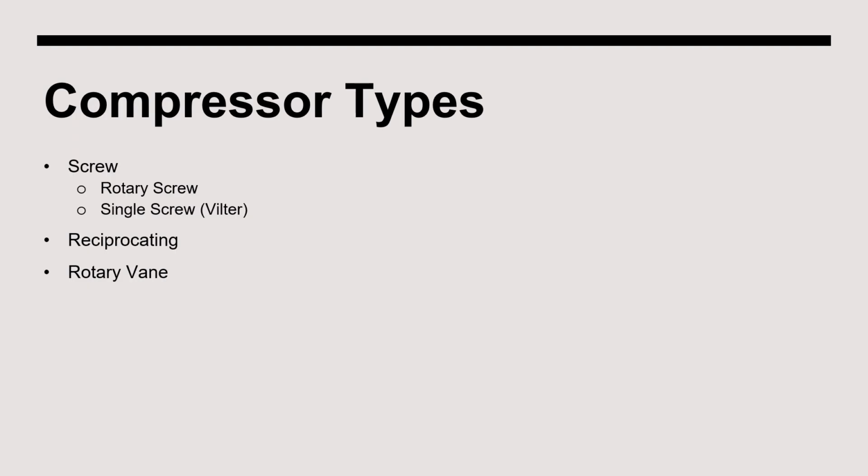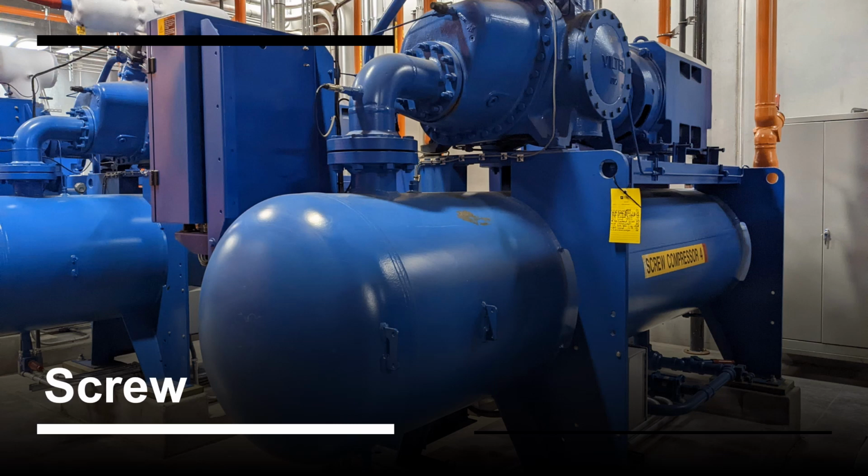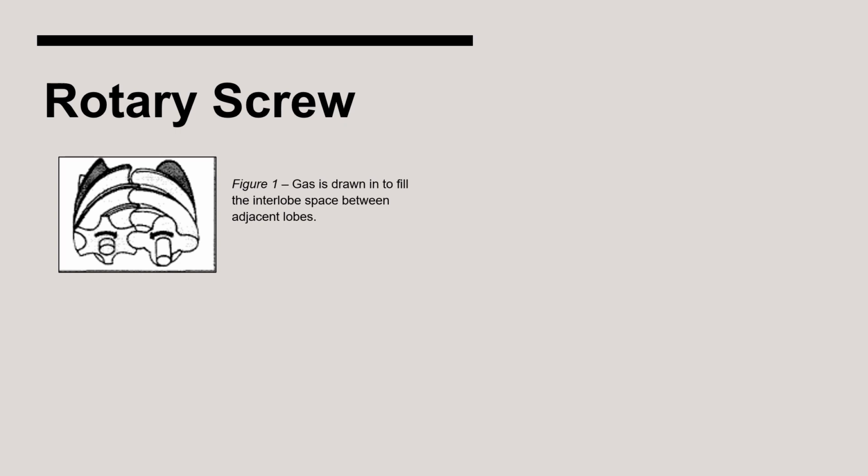There are several types of compressors used in ammonia refrigeration systems. These include screw, reciprocating, and rotary vane compressors. The screw compressor type is shown here. The screw portion of the compressor is installed on top of an oil separator and driven by the adjacent motor. There are two types of screw compressors, rotary screw and single screw.